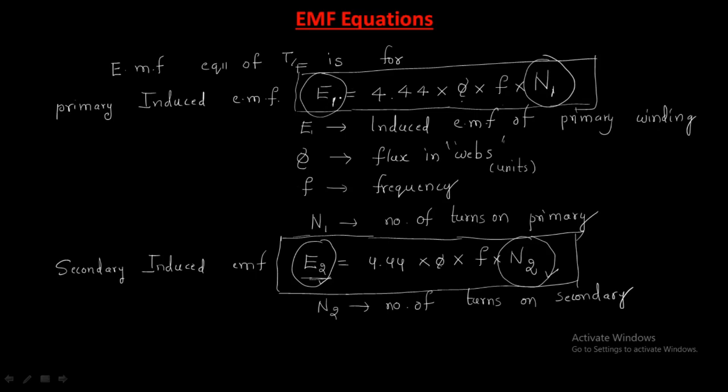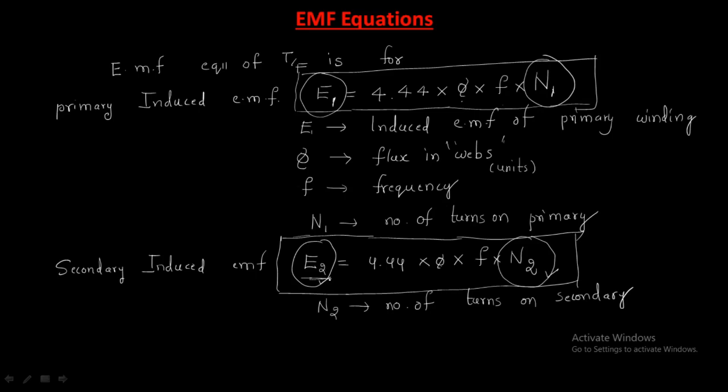Induced EMF. So that's why the number of turns is very important compared with the remaining terms, because 4.44 is constant, flux is constant, frequency is constant, but N1 decides E1. N1 equals the number of turns on the primary. Same for the secondary, induced EMF E2 equals 4.44 into flux into frequency into N2.